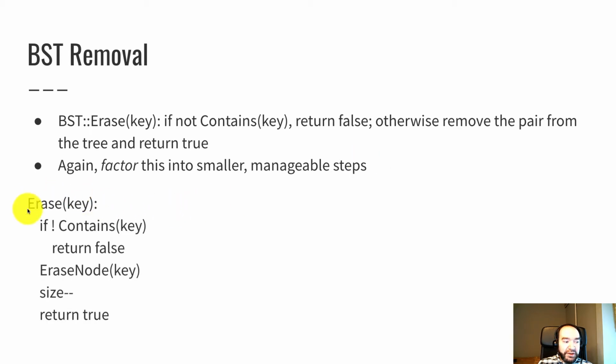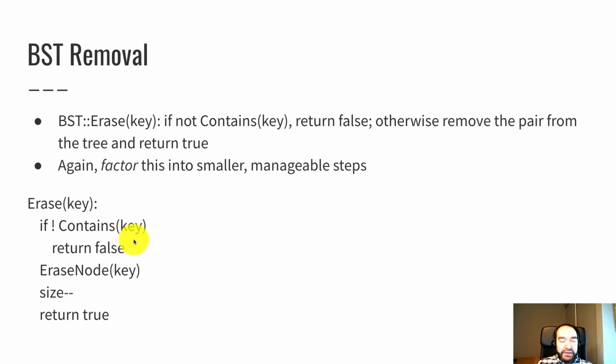So here's the public erase operation. First thing we deal with is the logic of whether the key is in the tree or not. So if the tree does not contain the key, return false and end the function call. And we're using the contains helper function again, just to not repeat that logic.